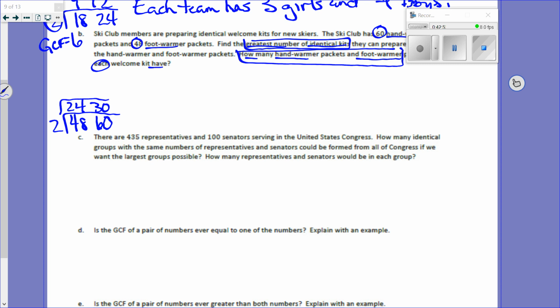I'm going to do 2 again, right? Gives me 12 and 15. What will go into 12 and 15? 3. That gets me 4 and 5. Those are 2 of my key numbers, so I know I'm done.